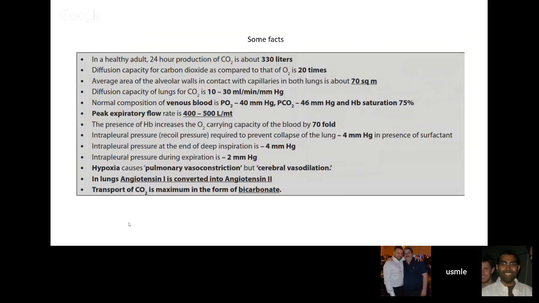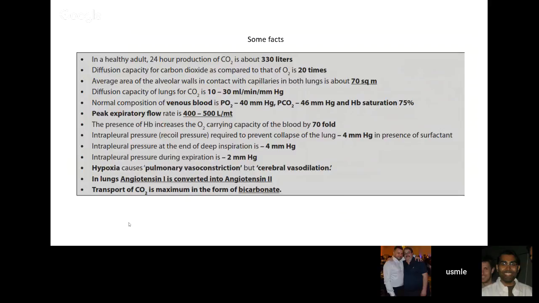Diffusion capacity, that as well is a gas. So when you talk about diffusion of CO2, it's going to be between 10 to 30 milliliters per minute per millimeter of mercury. This is a value that I suggest you keep in mind. It's going to be handy for some calculations. And remember, the calculations they will give you on the USMLE are simple, so you don't need much of a calculator or stuff.